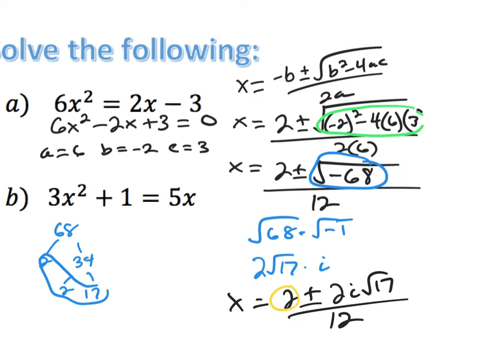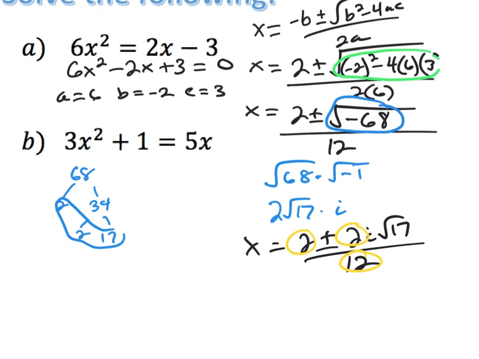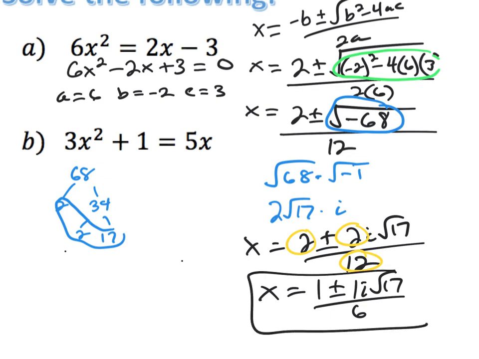And notice all these numbers are divisible by 2. And so if I break that down and divide each of those by 2, I get x equals, well, 2 divided by 2 is 1. The 2 in the front there becomes 1i square root 17, and then dividing 2 on the bottom gives me over 6. And then this would be my final answer.